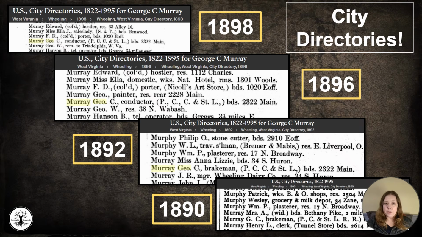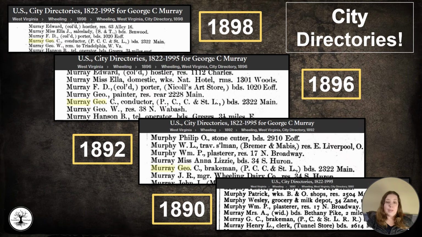So I'm going to work backwards. I look in 1898, and there's a George C. Murray renting a bedroom on Maine. Occupation is railroad conductor. It even lists the rail line as Pittsburgh, Cincinnati, Chicago, and St. Louis Railway. In 1896, it's the same man at the same address and employer, same job.